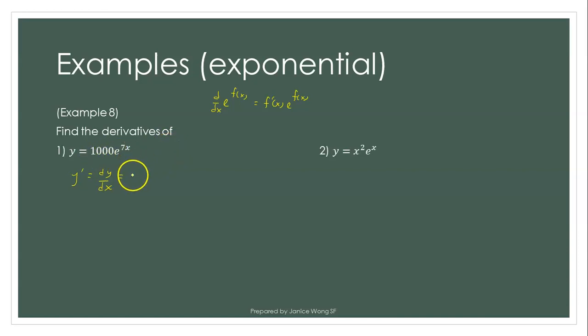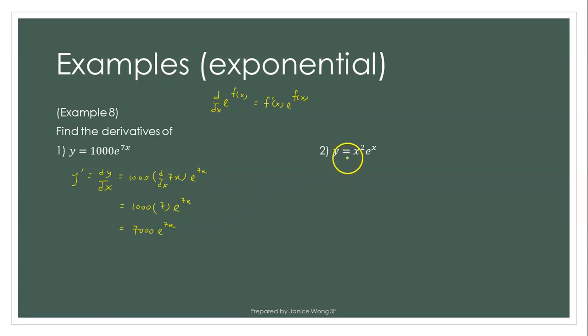So we keep 1000 because 1000 here is the constant multiple. Let's differentiate e to the power of 7x. We need to differentiate the power, which is differentiate 7x, times the same exponential term. So overall, we have 1000 times 7 e to the power of 7x. Further simplify, it is 7000 e to the power of 7x.